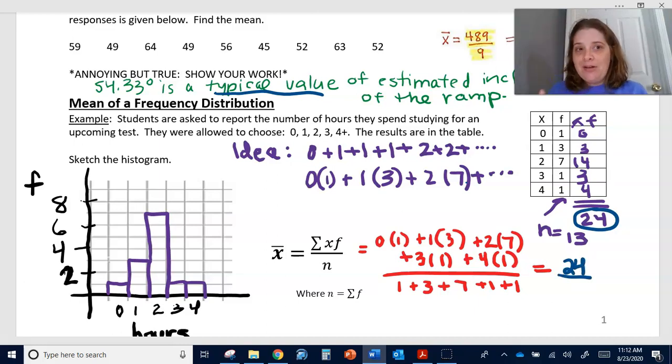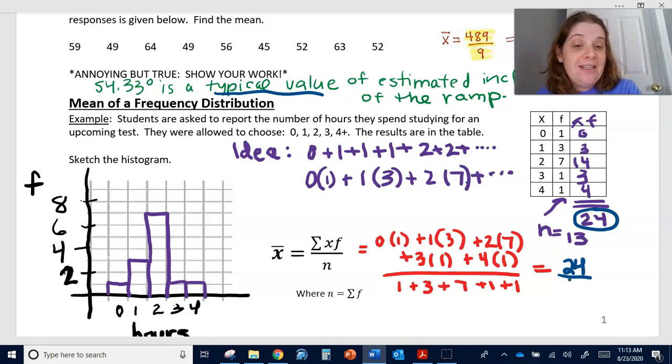And then also, how many numbers do you actually have? It's really tempting here to say that you have 5 numbers. What you have is 5 different responses. But again, 1 person said this, 3 people said that, 7 people. So there's actually 1 plus 3 plus 7 plus 1 plus 1.